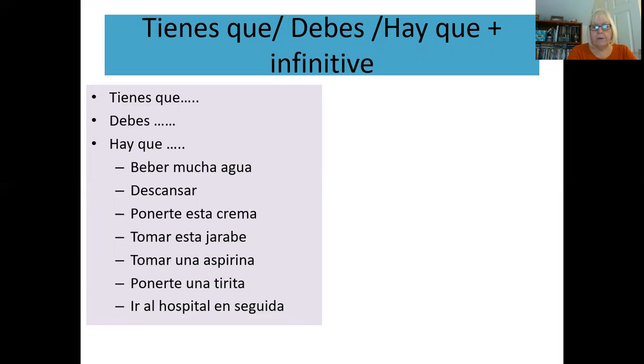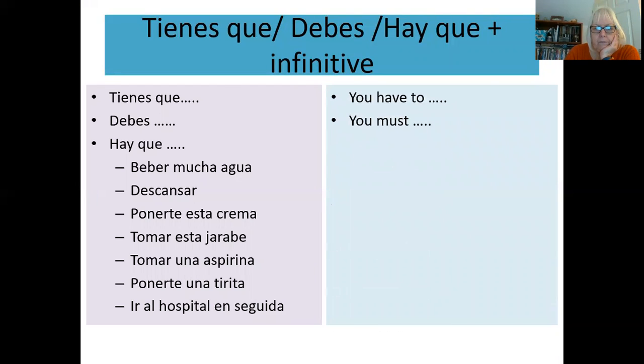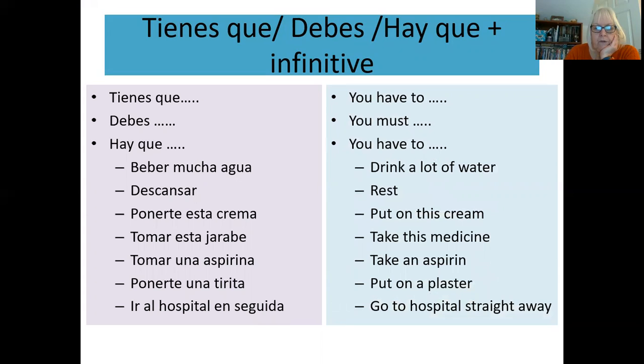The infinitives could be something like beber mucha agua. So you have to, you must. You have to drink a lot of water, rest, and so on. Here are the English versions. So copy that vocabulary down. You'll need it a bit later. Okay, when you're ready, move on.